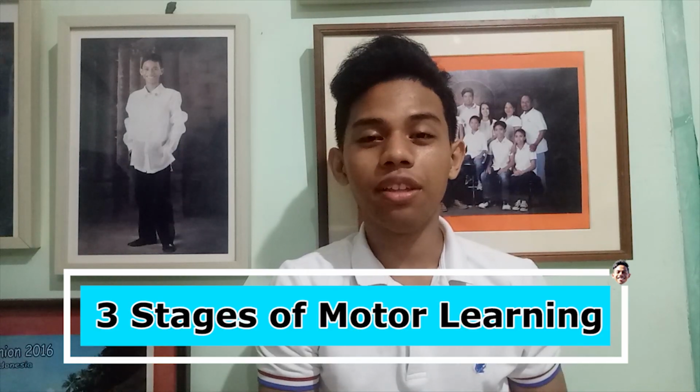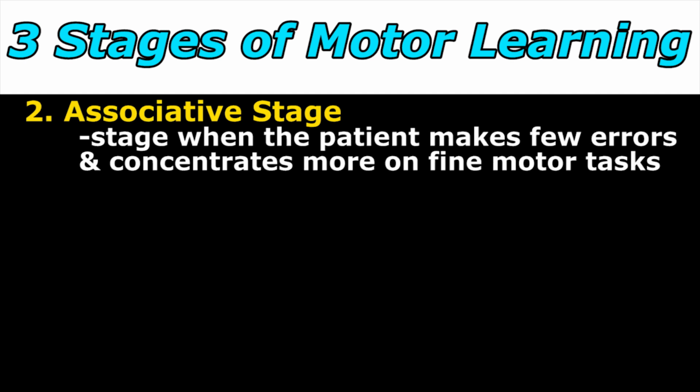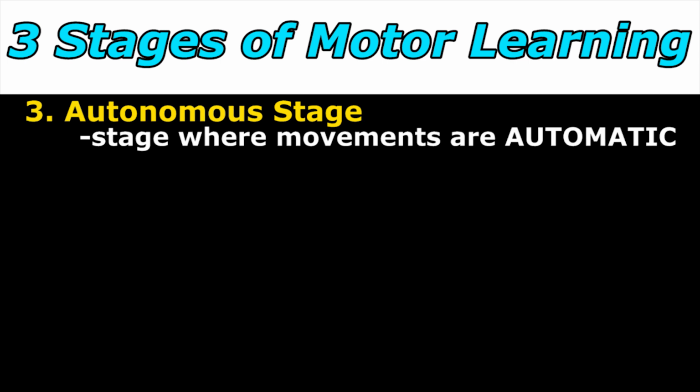We also have 3 stages of motor learning. First, the cognitive stage. It is the stage where, before learning skilled movement, the patient must first know what to do and how to do it. Second is the associative stage. It is the stage where the patient makes few errors and concentrates more on fine motor tasks. And lastly, the autonomous stage, where the movements are automatic.